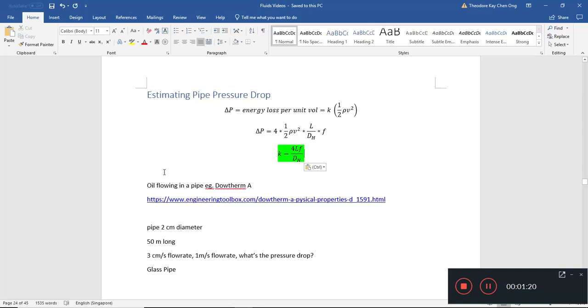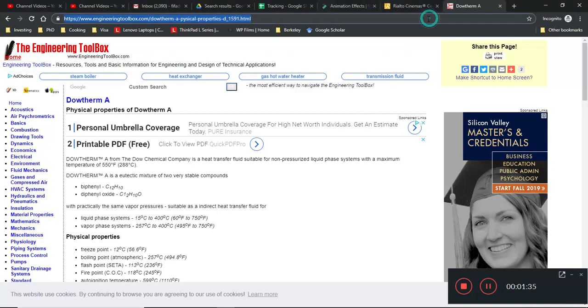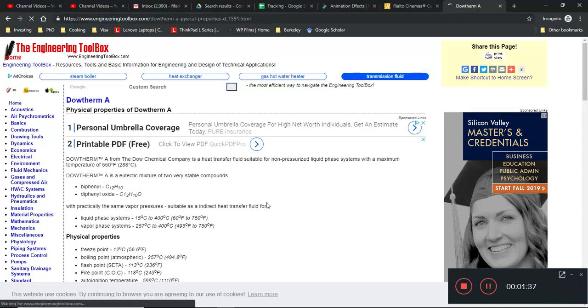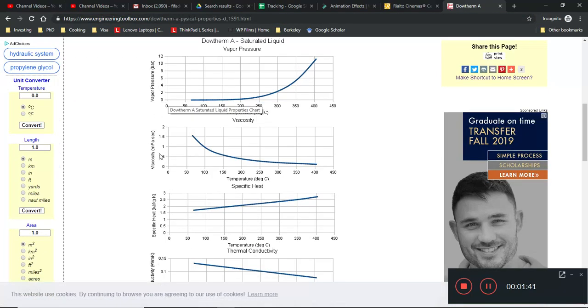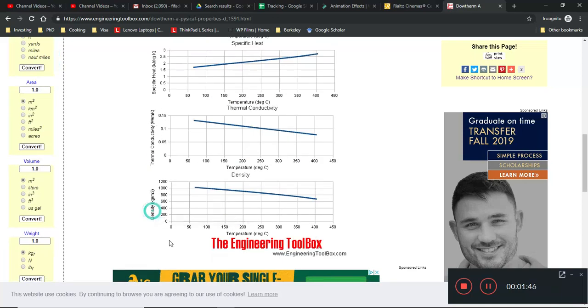So we'll just have a hypothetical case. Let's have oil flowing in a glass pipe. This oil is called Dowtherm A. The properties are as follows. So these are the properties. You can see the vapor pressure, the viscosity, density, etc.